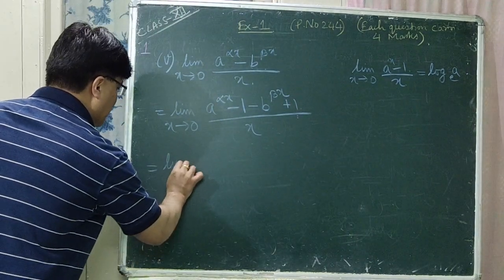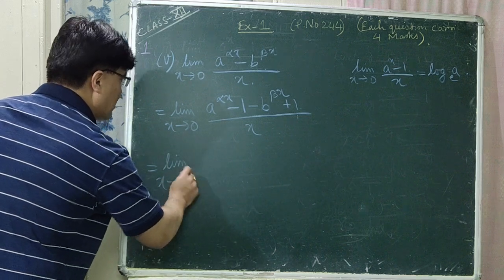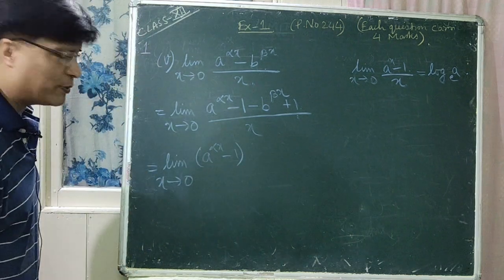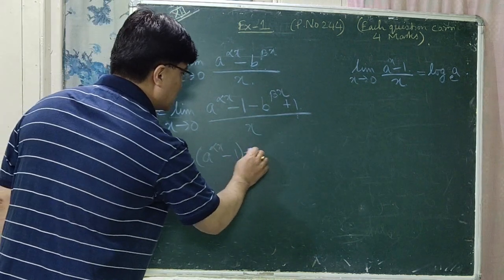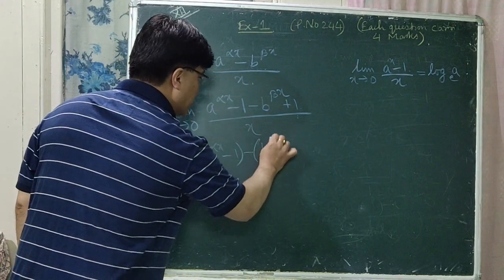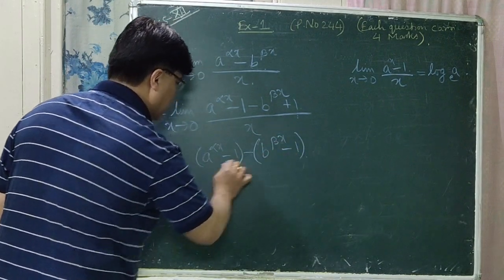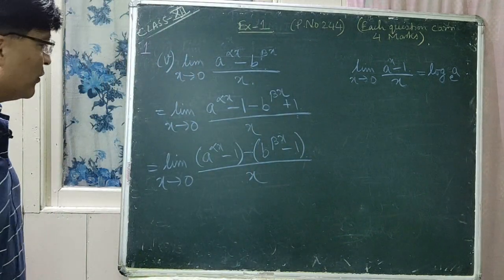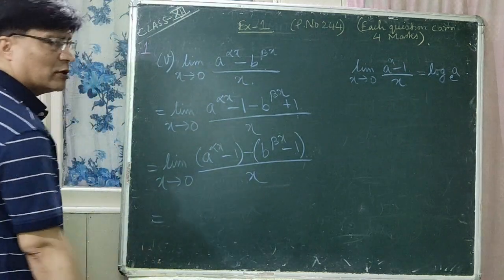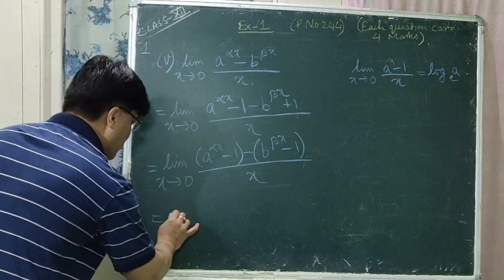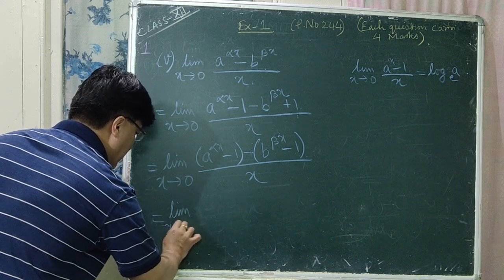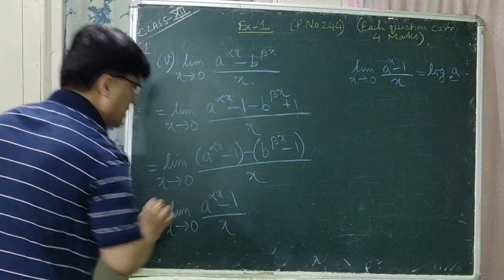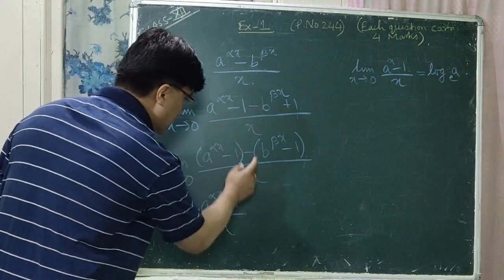Now it is equal to limit x tends to 0, within bracket a to the power alpha x minus 1 is kept within bracket. So here you can take minus as common. So within bracket b to the power beta x minus 1, this whole divided by x. Is that clear to all of you? So which is equal to, then you can split the term out here. So it is limit x tends to 0, a to the power alpha x minus 1 whole divided by x. Then what is the sign here?